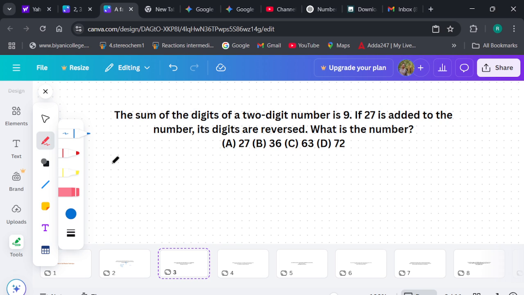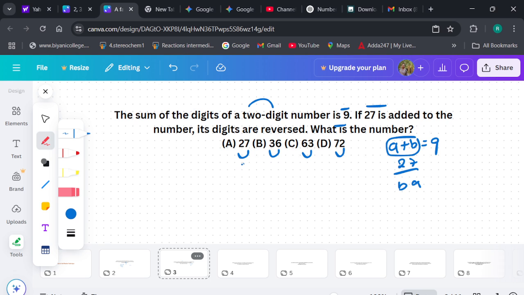All right. Next one. The sum of the digits of a two-digit number is 9. So the sum of the digits, a plus b, is equal to 9. If 27 is added to the number, its digits are reversed. That means when 27 is added, AB will become BA. What is that number? The sum of the digits is 9, so 2 plus 7 is 9, 3 plus 6 is 9, 6 plus 3 is 9, 7 plus 2 is 9. Everything is satisfying this.